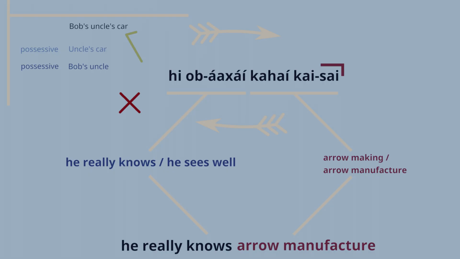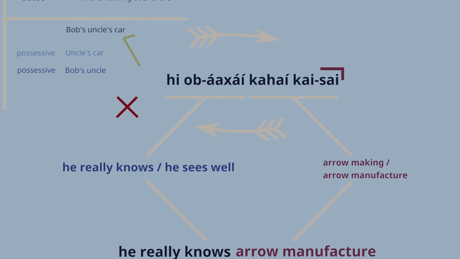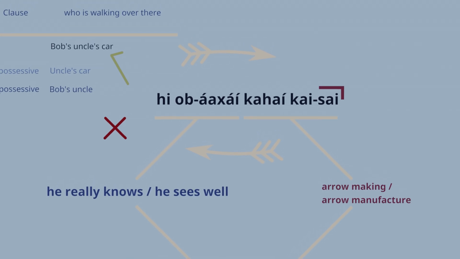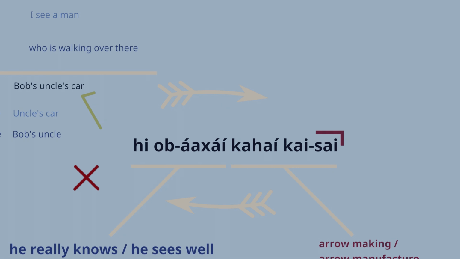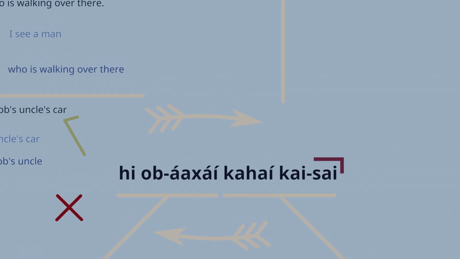If we translate it like that, it doesn't really look like a clause within a clause though, right? So it wouldn't be self-embedding. Arrow manufacture is a noun phrase, so a noun phrase inside a clause, which isn't self-embedding. But here's the thing. The line between what is an embedded clause and what is a noun phrase can get really blurry. Even in English, there's a spectrum.